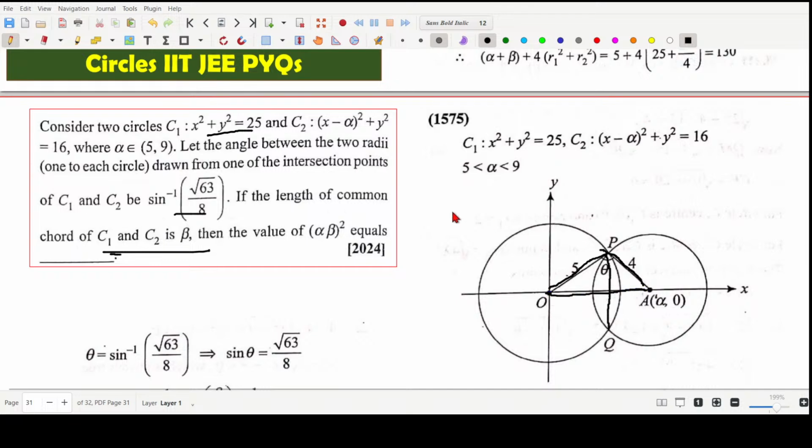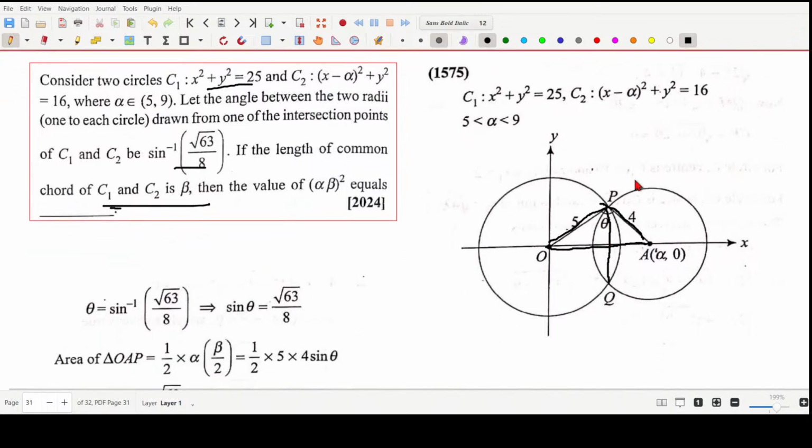C1 is the center, and this length is alpha, right? Now, what is sine theta? What is the area of this triangle? Half into base into height, right? Half into alpha into this height, which is beta by 2, right?